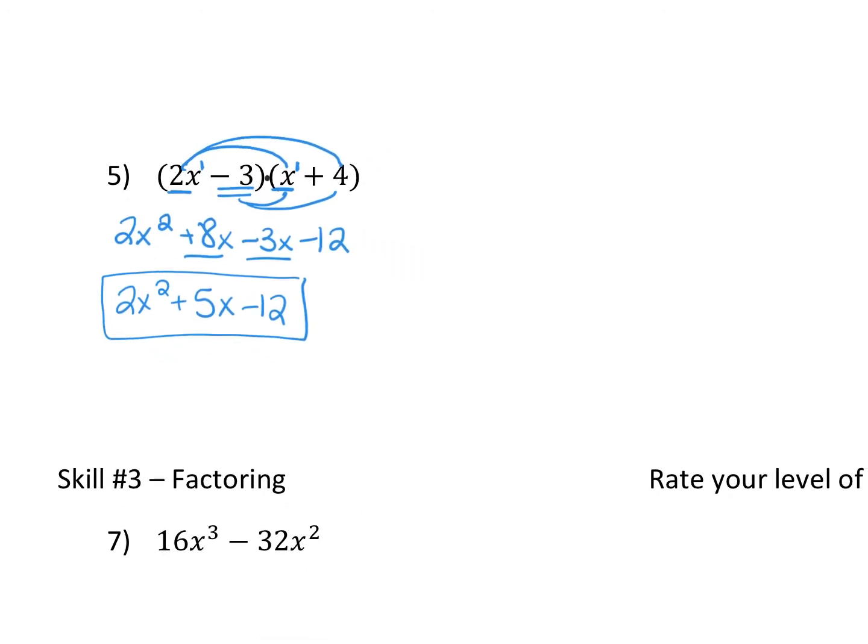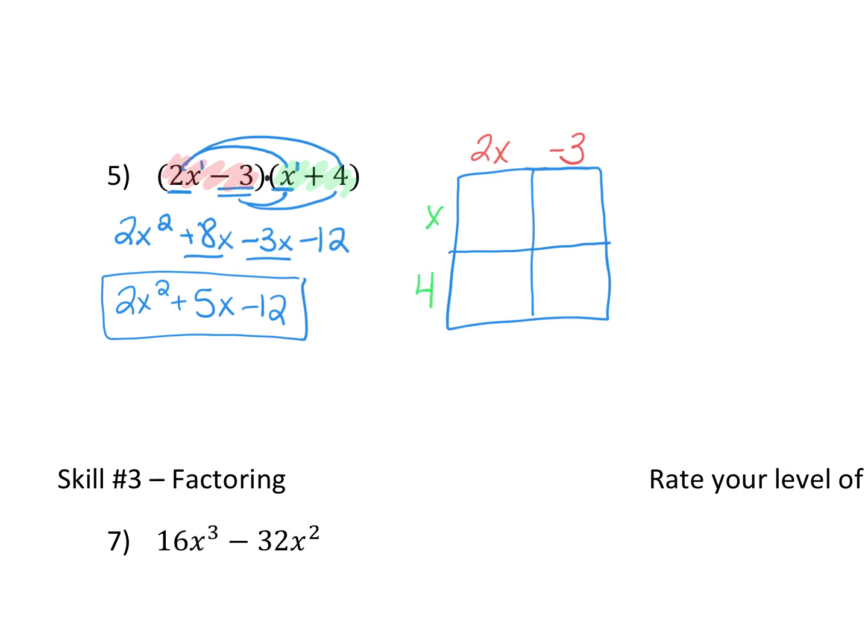If we don't like distributing, then another method is called the box method. So in the box method, I'm going to take my first two terms, and I'm going to write them on the top, so 2x and negative 3. And then I'm going to take my second two terms and write them on the other side of the box, so x and 4. Then I'm going to multiply those values into the middle. So 2x times x is 2x squared. x times negative 3 is negative 3x. 2x times 4 is 8x. 4 times negative 3 is negative 12.